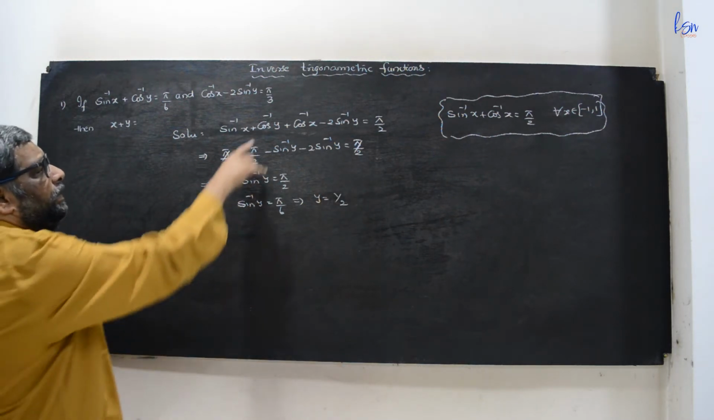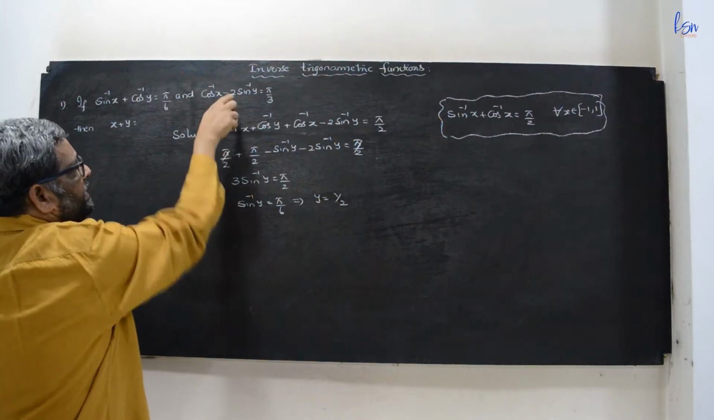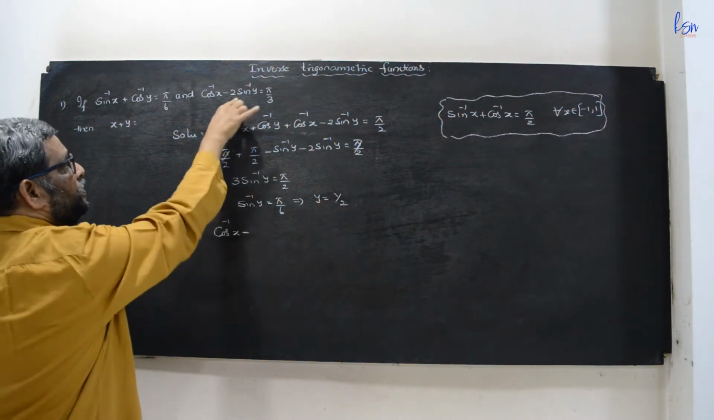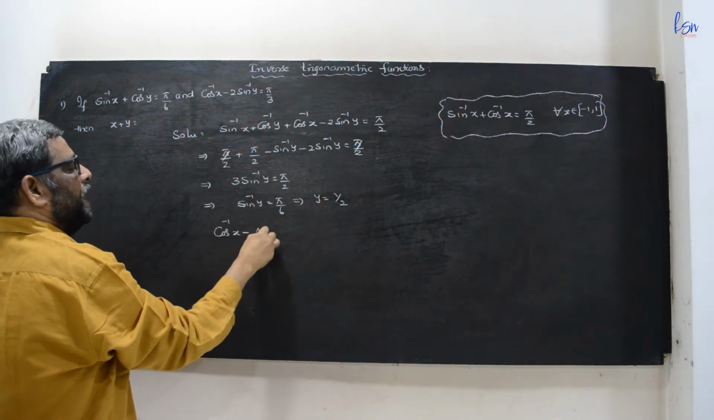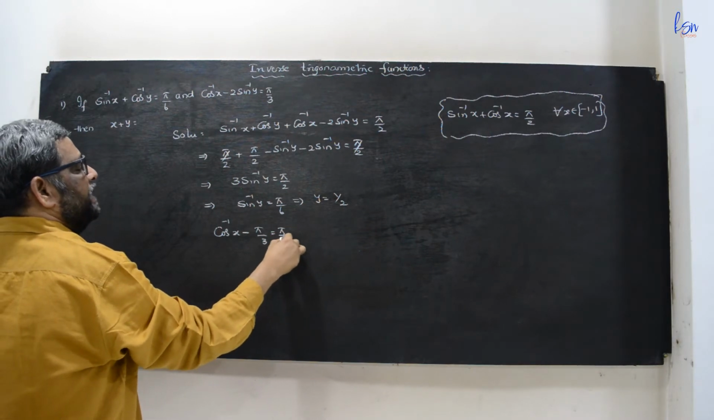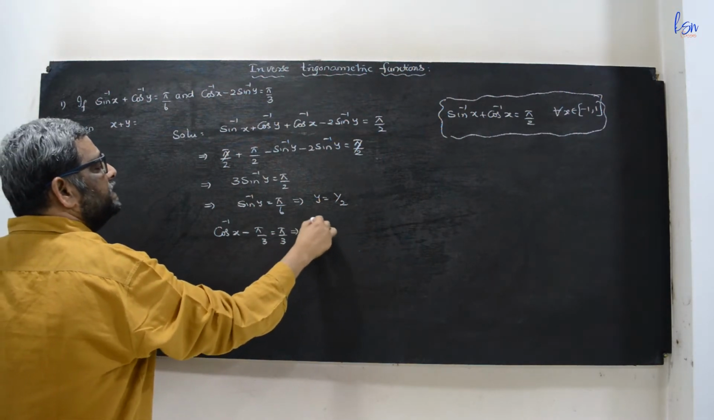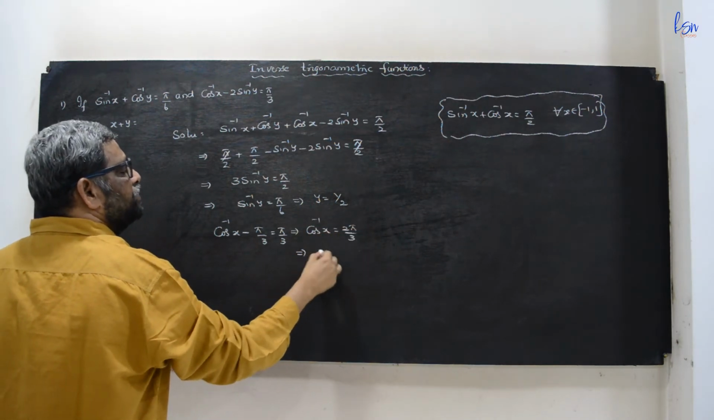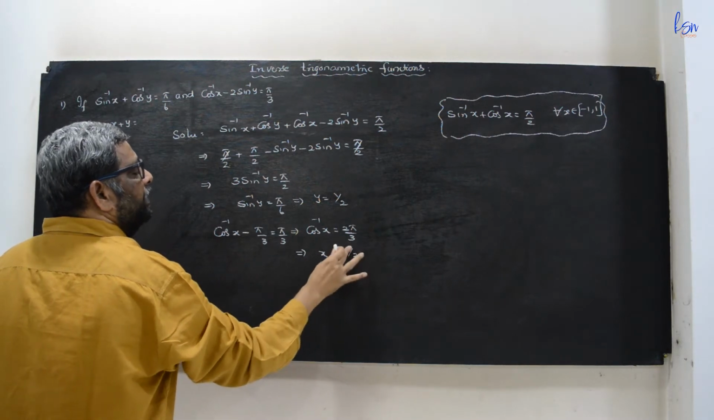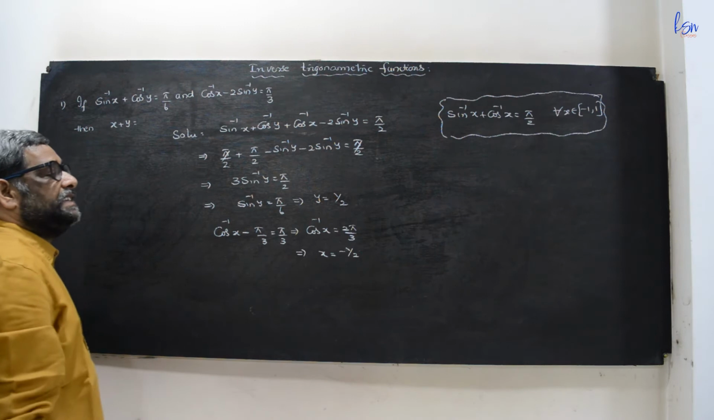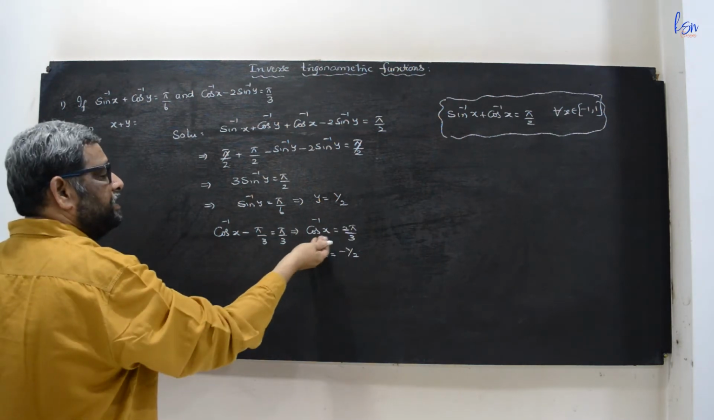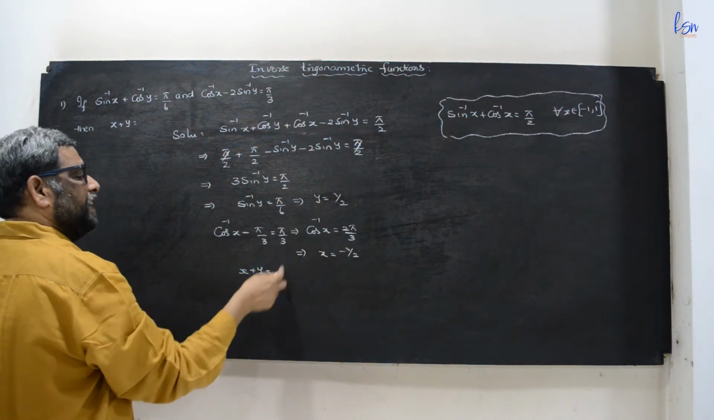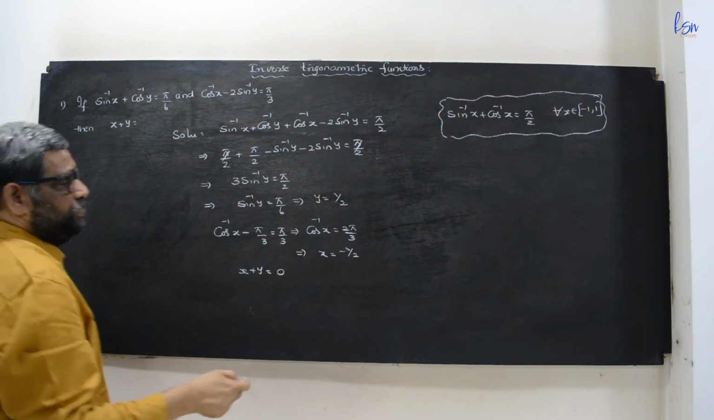Now substitute this in the second equation. From the second equation, cos inverse x minus 2 sin inverse y is equal to pi by 3, which implies cos inverse x is equal to 2 pi by 3. Because the range of cos inverse x is from 0 to pi, cos inverse x can be 2 pi by 3 and x equal to minus half. So x plus y is equal to 0. So 0 is the solution.